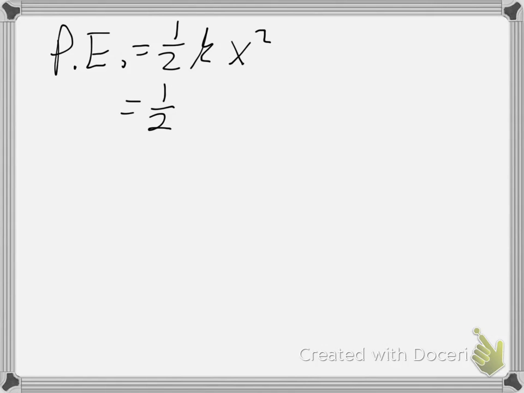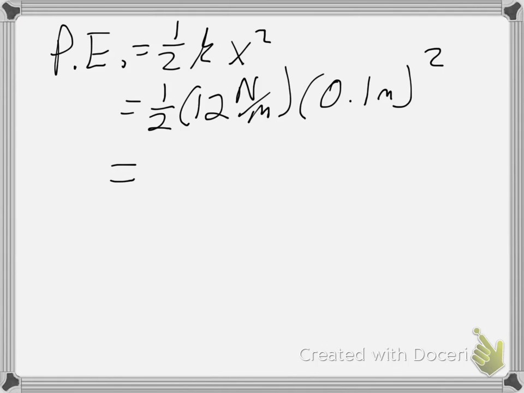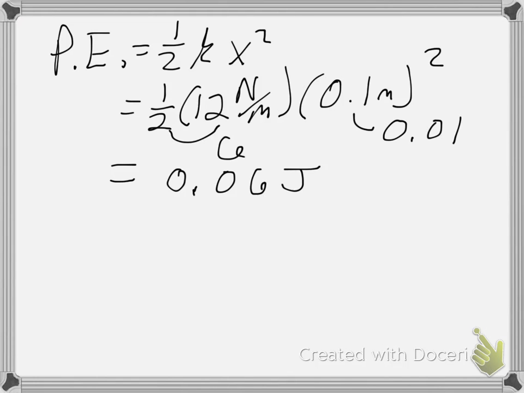Okay, so let's first calculate the potential energy. So this is going to be 1/2 times 12 newtons per meter times 0.1 meters, quantity squared. So 0.1 squared is going to turn into 0.01. 12 newtons per meter times 1/2 is going to be 6. So 6 times 0.01 is going to be 0.06 joules. Okay, so we've given this object 0.06 joules.